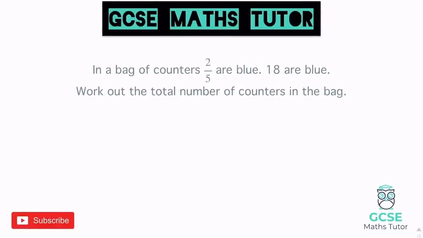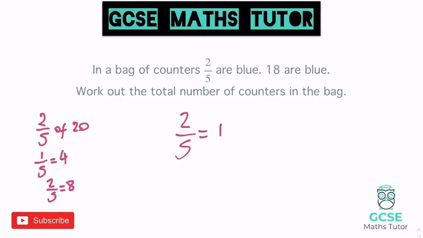Work out the total number of counters in the bag. So it's not asking us to work out 2/5 of a number, it's saying that 2/5 are 18. Remember, it could have said work out 2/5 of, let's say, 20, and you divide by the bottom to get 1/5, you'd say that 1/5 is 4, and then times by the top to get 2/5, and we'd get 2/5 would be 8. That's a different question, so it's nothing to do with that, but it says 2/5 are blue and 18 are blue, so 2/5 equals 18.